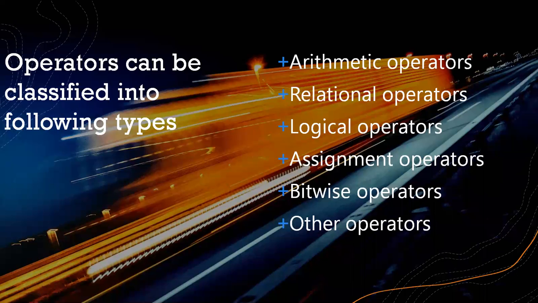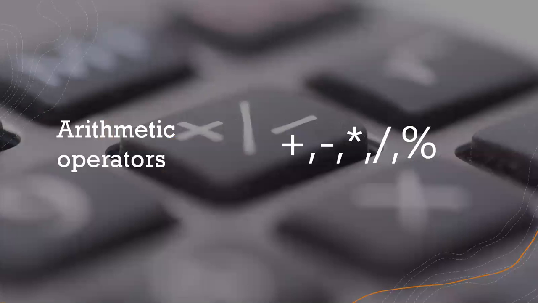Operators can be classified into the following types: arithmetic operators, relational operators, logical operators, assignment operators, bitwise operators, and other operators. Arithmetic operators. The C language provides all the basic arithmetic operators. These operators can operate on any standard data types allowed in C language. They are listed as addition (plus), minus, multiplication, division and modulus.